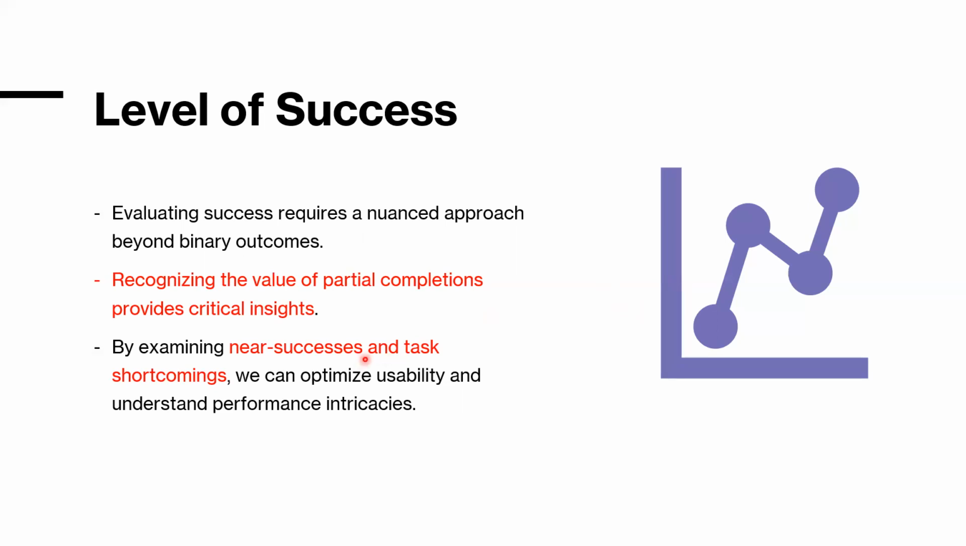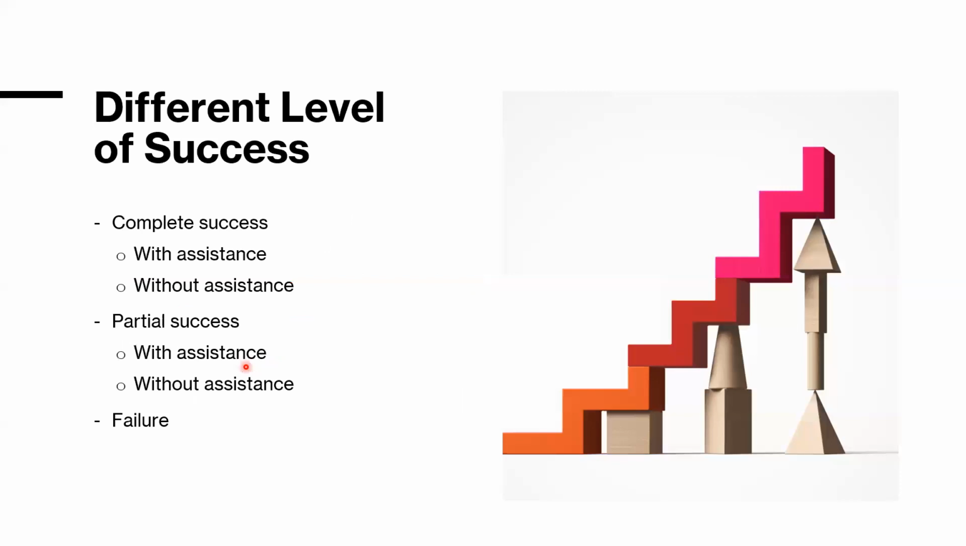The near success and the task shortcomings are very, very important, because we may want to look into a particular point in your system, or a particular action, or a particular page, right, or particular state. They are pretty important to understand. Because the designer, the developer, will look into it and decide what they should do, and of course what to improve in the design.